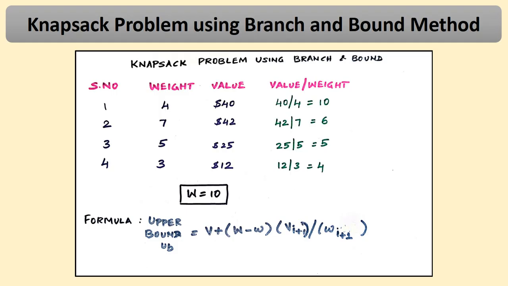And small w is the individual weight of each item. So the formula is V plus W minus w into, then you have to add the value of the next item, V(i+1) divided by W(i+1). For example, if the item is 0, then we have to divide V1 by W1. If the item is 1, then we have to divide V2 by W2. Likewise we have to do. Okay, so we have to find those values now using the upper bound formula.